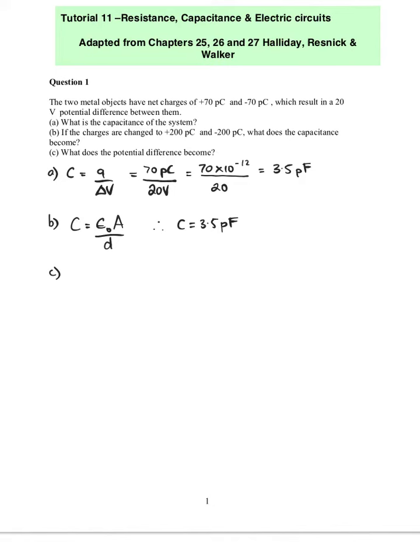So what does the potential become then? Well, we still just use delta V equals Q on C, a rearrangement of the first equation. Now we have 200 by 10 to the minus 12 coulombs divided by the capacitance, which hasn't changed, 3.5 by 10 to the minus 12. That equals 57 volts. So all that happens if we change the charge is that we change the potential difference between the plates, and the capacitance doesn't change. Okay, so that's a nice question.